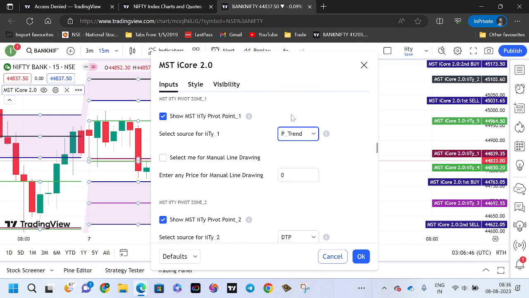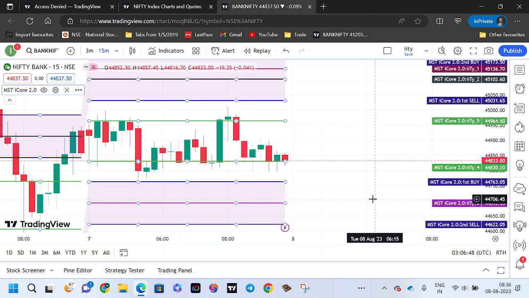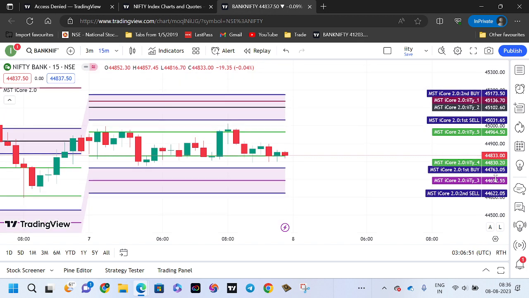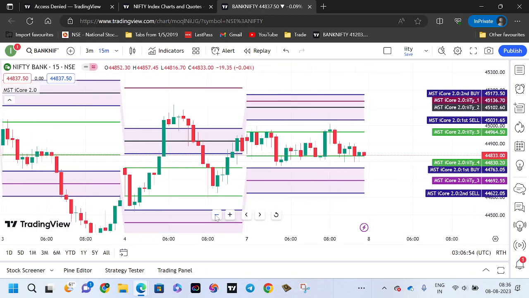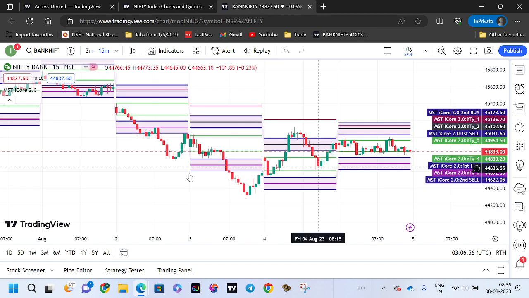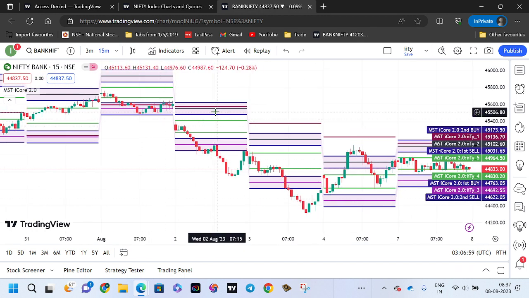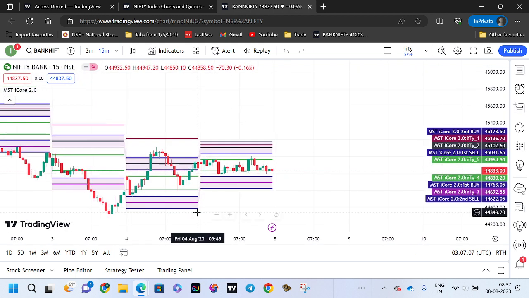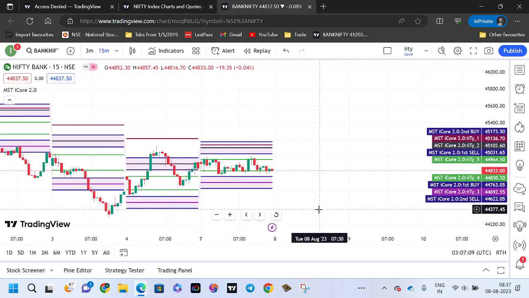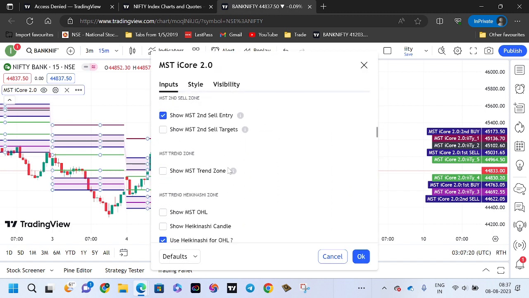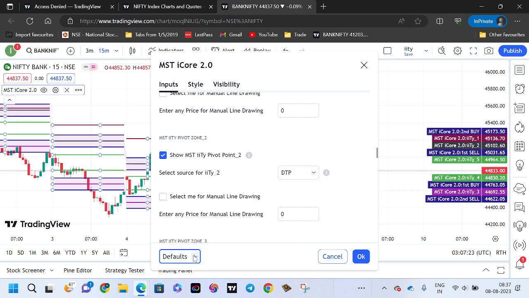Next one, we have P trend, that is positional trend. Positionally where the market is. So Bank Nifty positionally is in a sell trend. From where? From here, from 45,600 till now it is in a sell trend, unless it breaks this level 45,136. Clear? That is the P trend, positional trend.